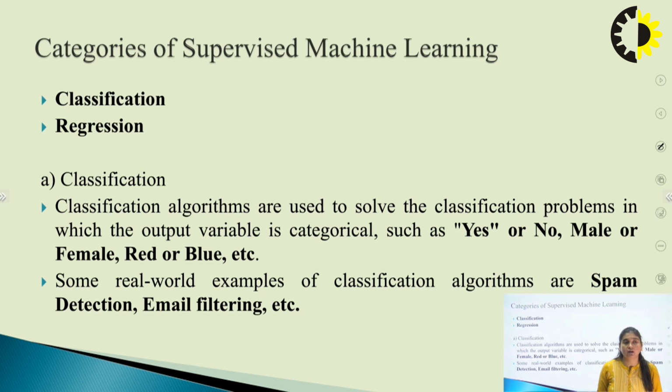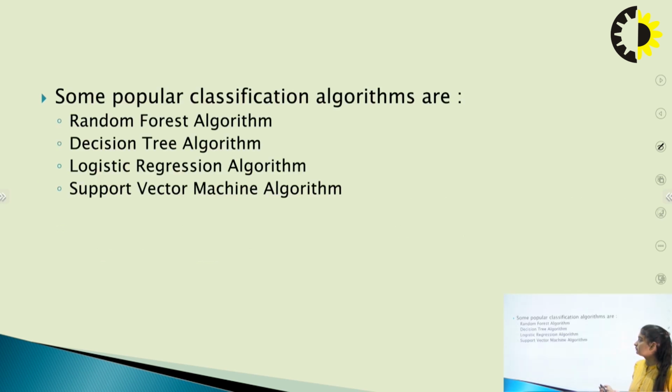So some of the real-time examples of these classification algorithms are spam filtering, or spam detection, and email filtering, etc. Suppose you are just categorizing the mails as spam, that it should be in spam, it should not be in spam, it is important, it is not important. So you are just categorizing different things, and those sorts of examples fall in this category. That's the classification machine learning.